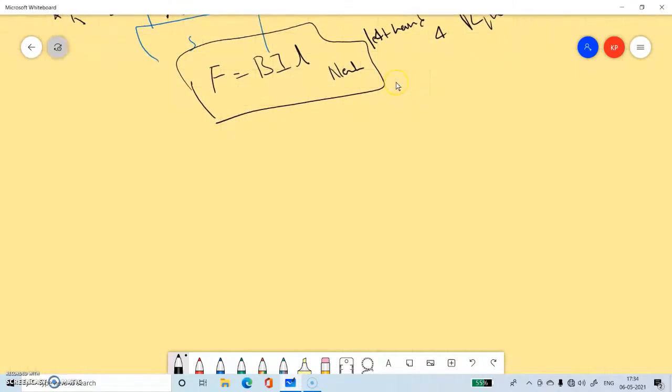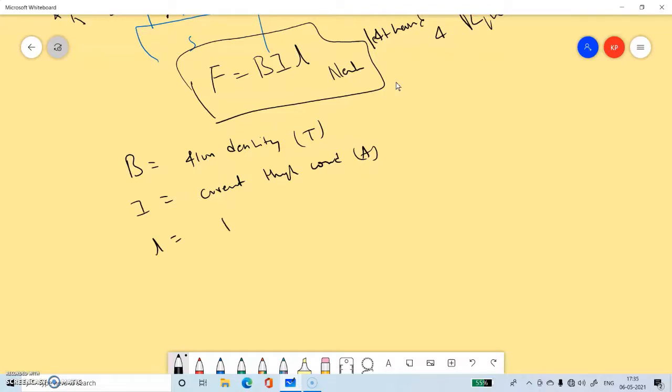Where B is equal to the flux density, and I is equal to the current through the conductor, which is in amperes. Flux density, we already know, has the unit Tesla, and L is equal to the length of the conductor. And F is equal to the force on the conductor.